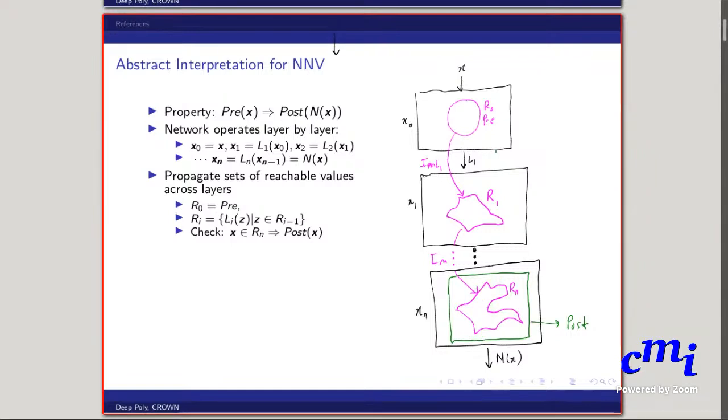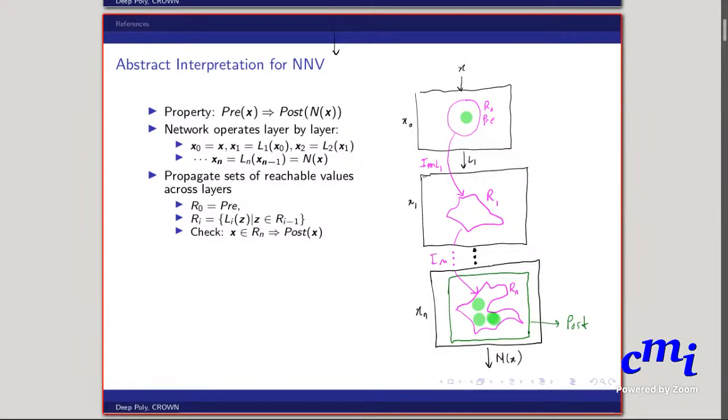We can call these sets R0, R1, and so on. You have this pink set at the end, which is the image of the pre when you apply all the layers, that is, when you apply the entire network. What you really want to prove is that the postcondition holds for all of the points here. No matter what point I start with, if I apply the network, the postcondition holds.